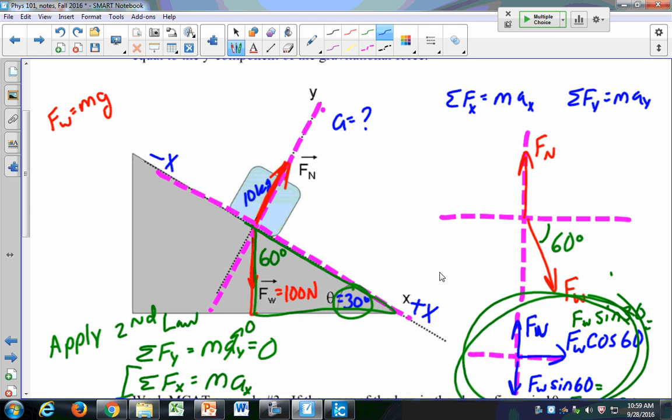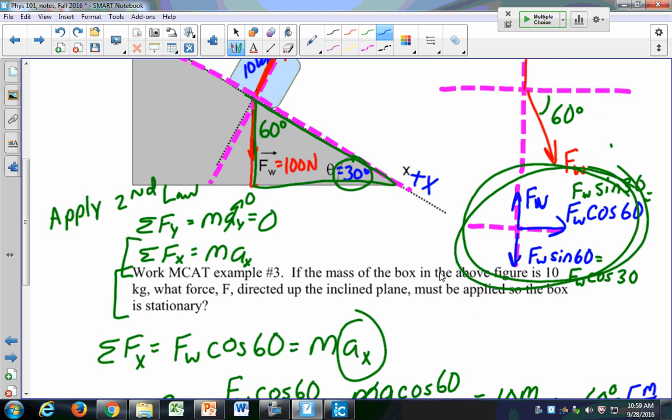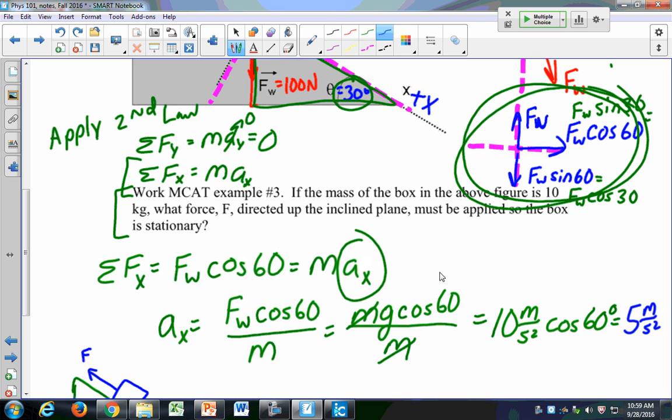Now that I've gotten that, I apply Newton's second law. And now it's really just an algebra problem. I have the sum of the forces in the y direction is 0. That's always going to be the case for inclined plane problems, because your object is never going to move off of the inclined plane. The acceleration in the y direction will always be 0. Sometimes the acceleration in the x direction will be 0 if the object's not moving at all. But if it is moving up or down the inclined plane, then this acceleration will be non-zero.